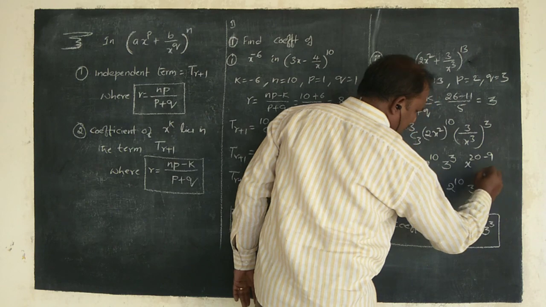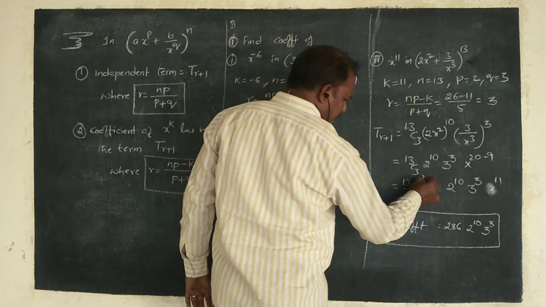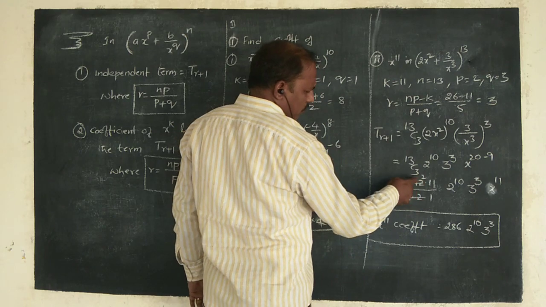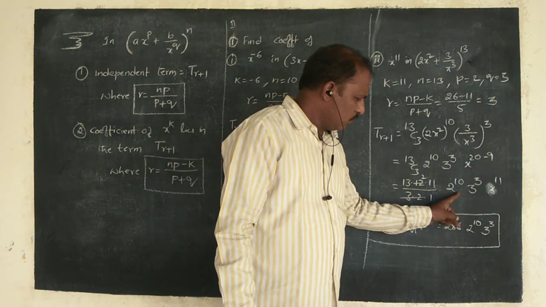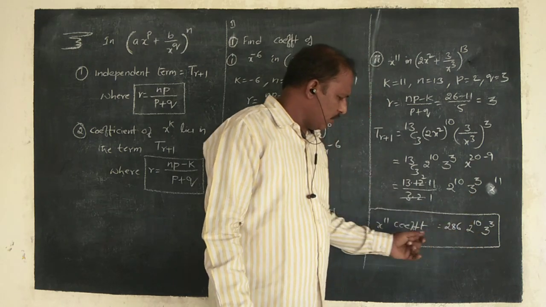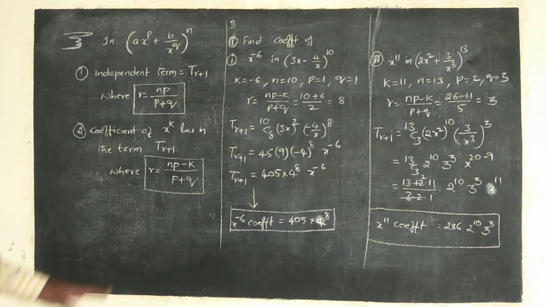There is x to the power of 11. You can cancel this. This becomes 26 into 11. There is 286. 2 to the power of 10, 3 to the power of 3 is the coefficient of x power 11. Is it clear?